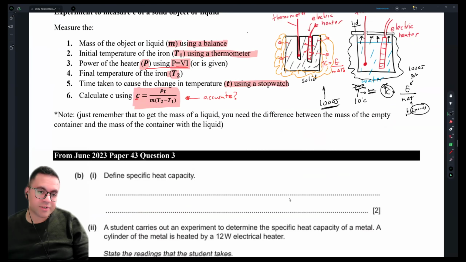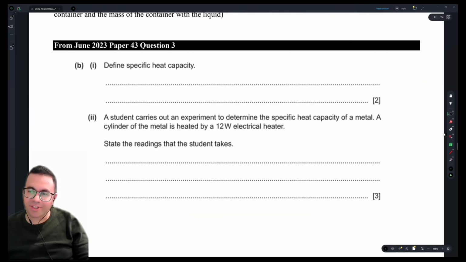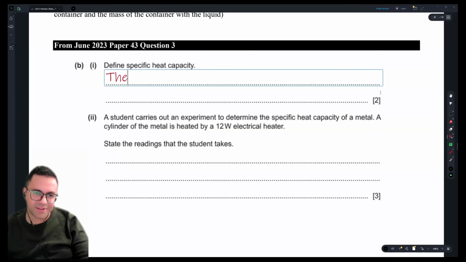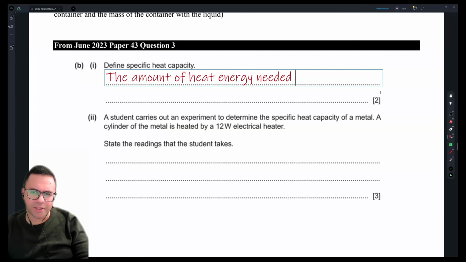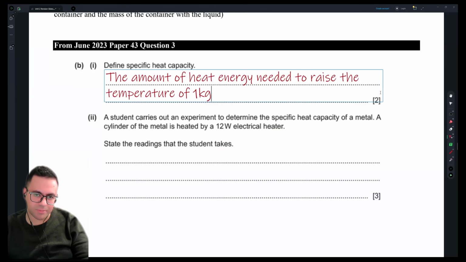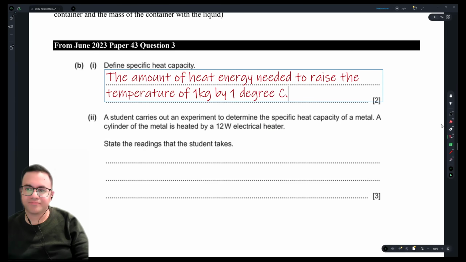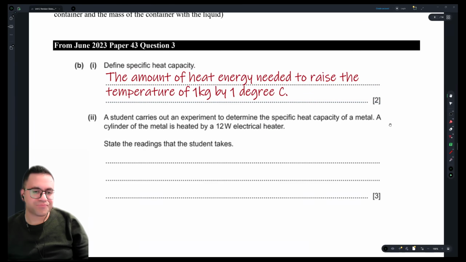Let's solve a question then. Define specific heat capacity. Let's copy it. The amount of heat energy or thermal energy needed to raise the temperature of 1 kilogram by 1 degree Celsius. Or of a unit mass by unit degree temperature.